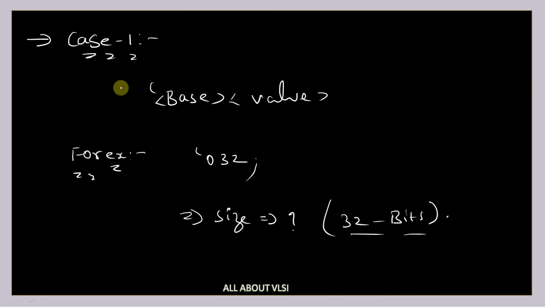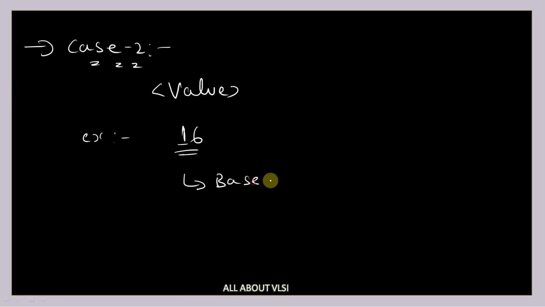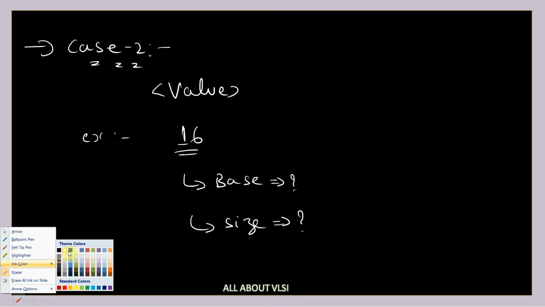Case 2 is, we are not mentioning size and we are not mentioning base also, we are just writing down the value. For example, if I am writing simply 16, then what is my base and what is my size? Can anyone tell me this? Base is decimal and size is 32 bit.